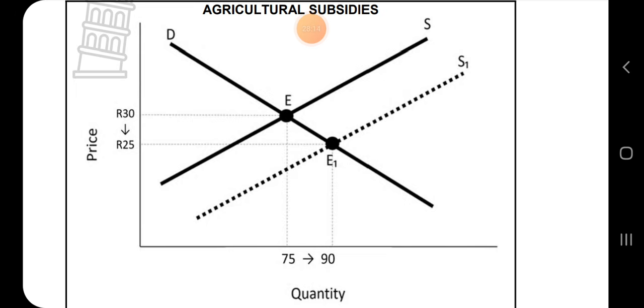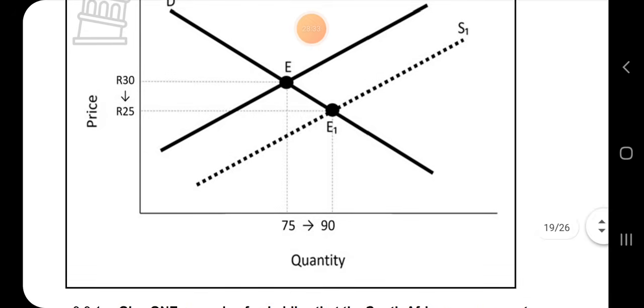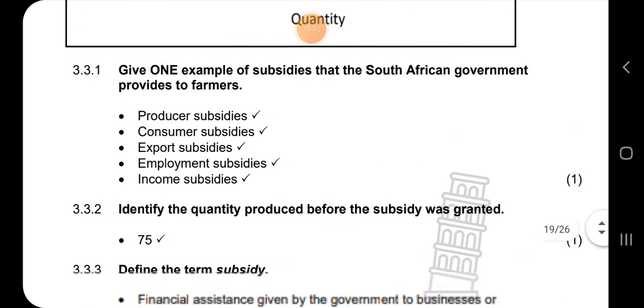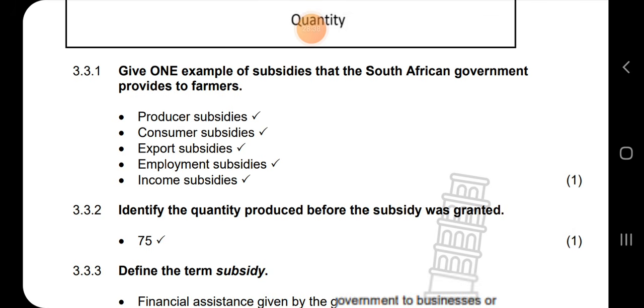Now the equilibrium shifts from E to E1. It's a drop in price. So we are dropping the price. When you drop the price, quantity increases, and then equilibrium goes from E to E1, and supply from S to S1, and demand stays. It's a straight line. So 3.3.1 says, give one example of subsidies that the South African government provides to farmers. The South African government provides subsidies to farmers.